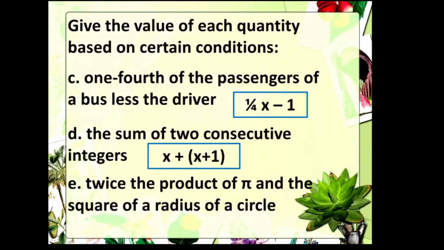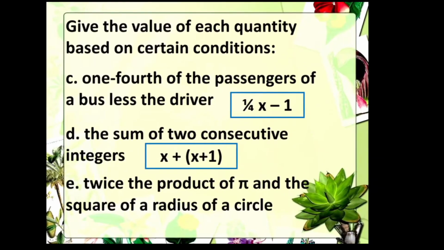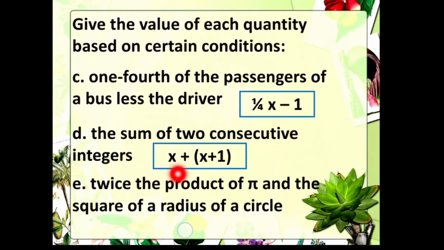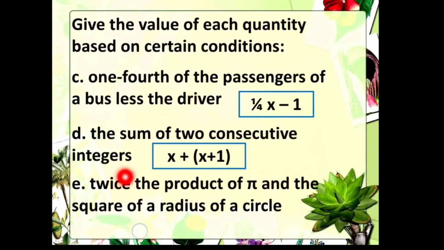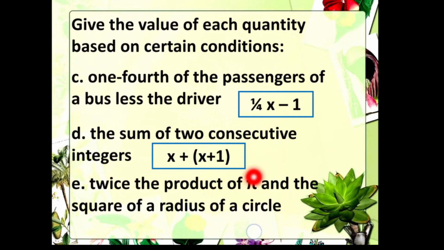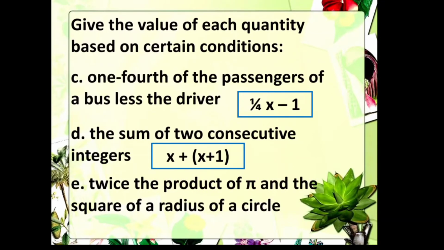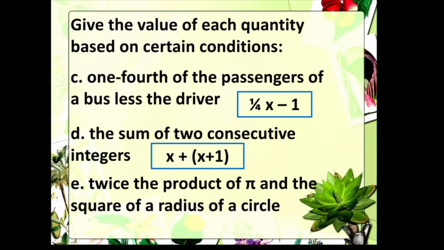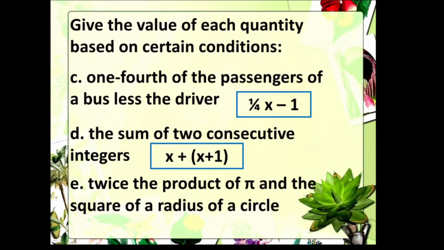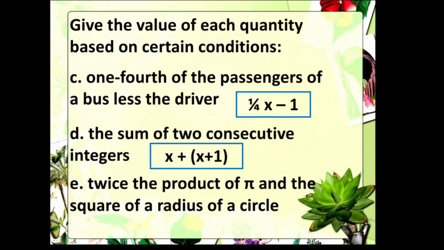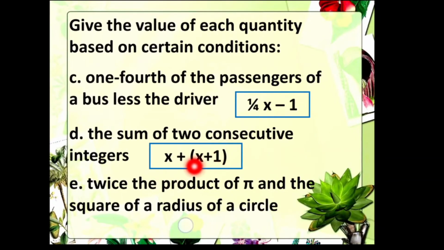Then twice the product of pi and the square of a radius of a circle. First, we have to find the product of pi and the square of a radius of a circle. So, we have pi, then times the square of a radius. There is no value of the radius, so we will use r for the radius. Then we have to square that radius, therefore that is r squared.